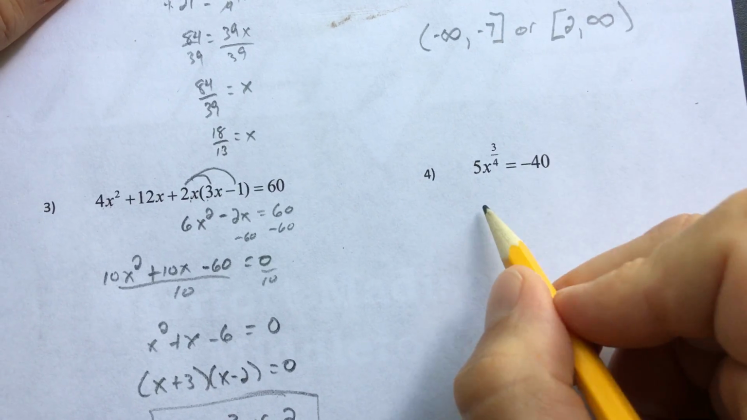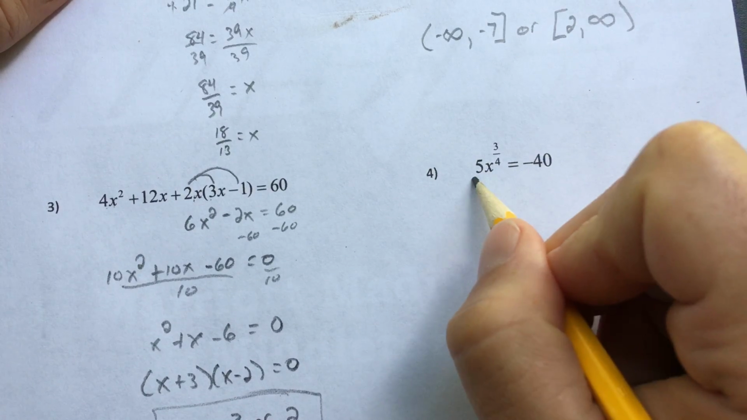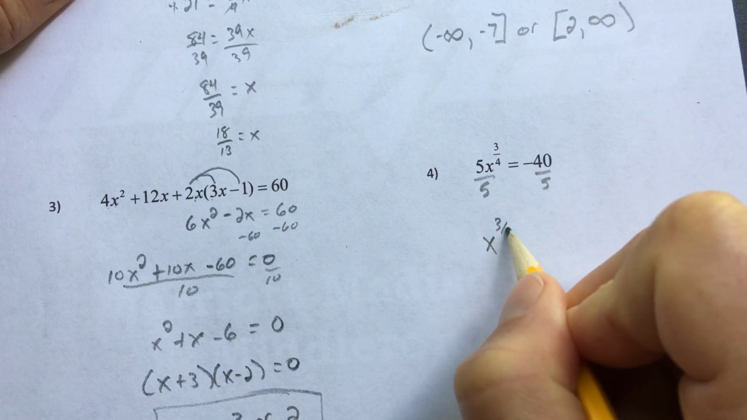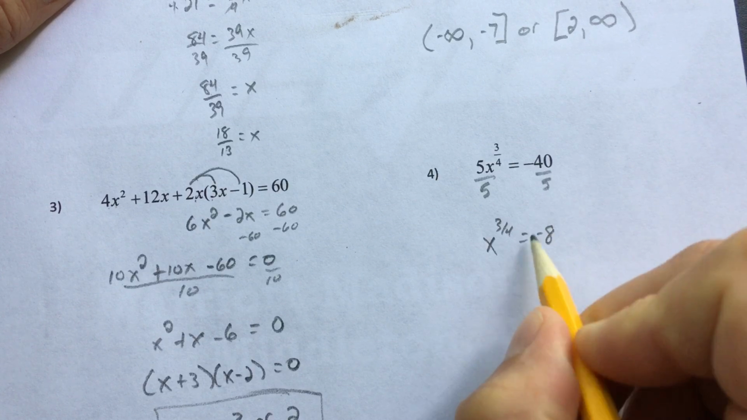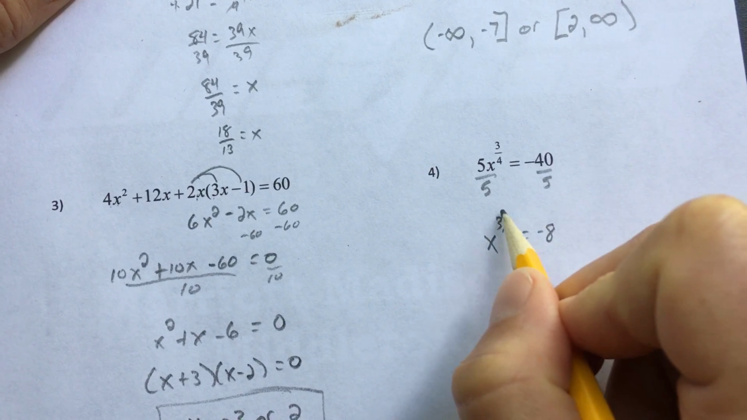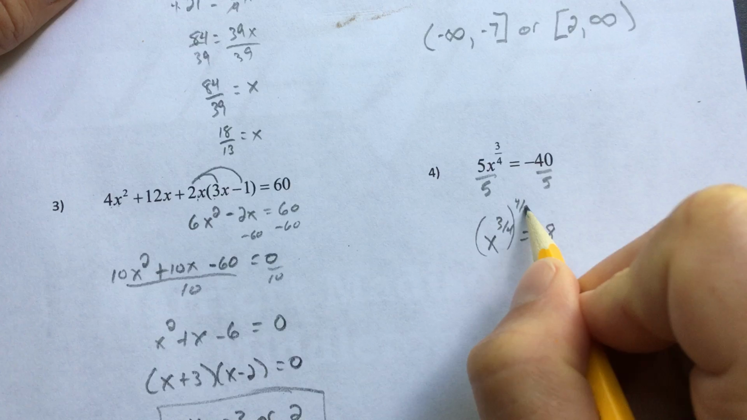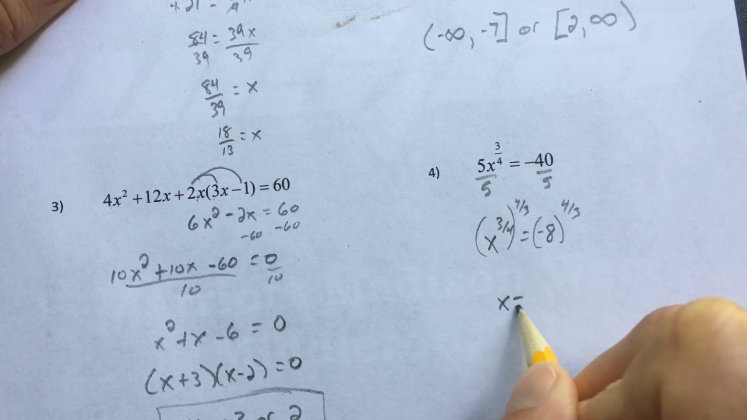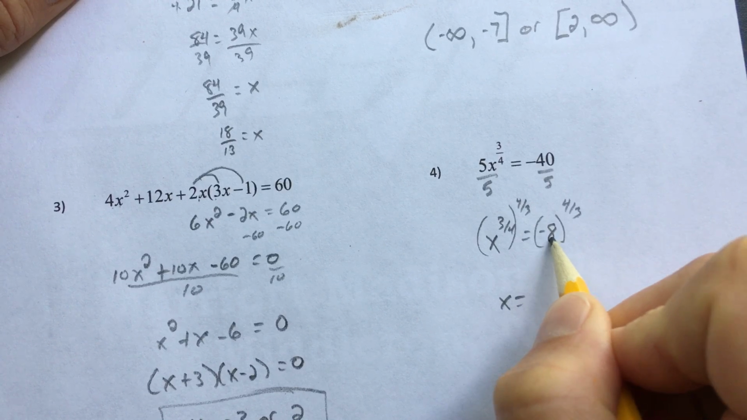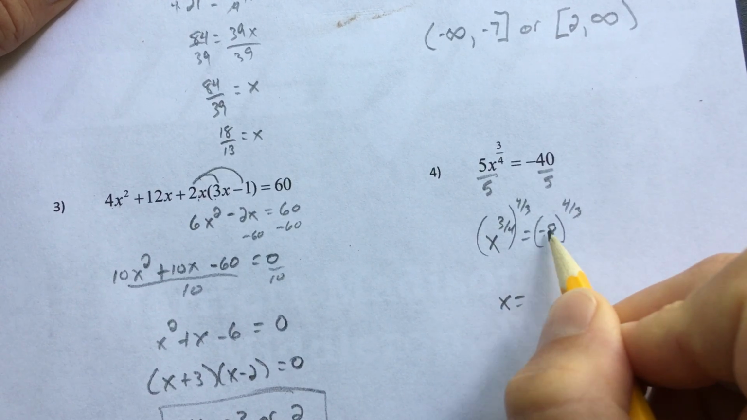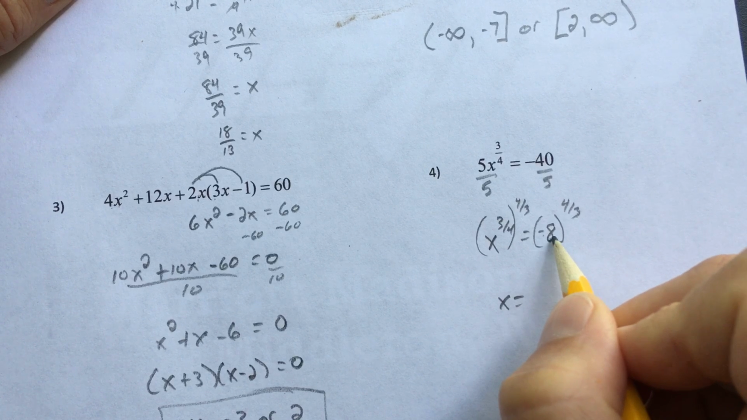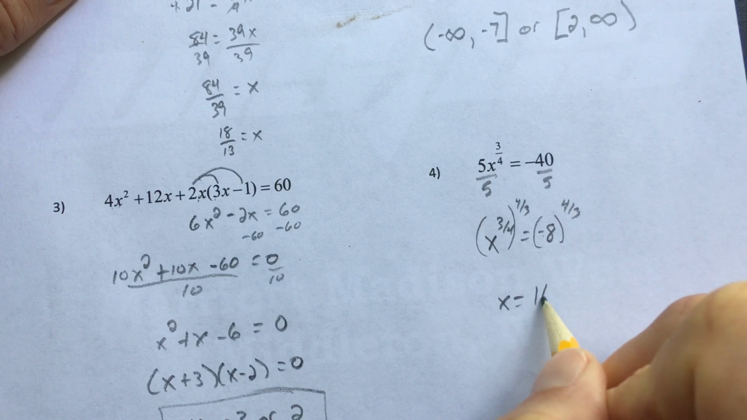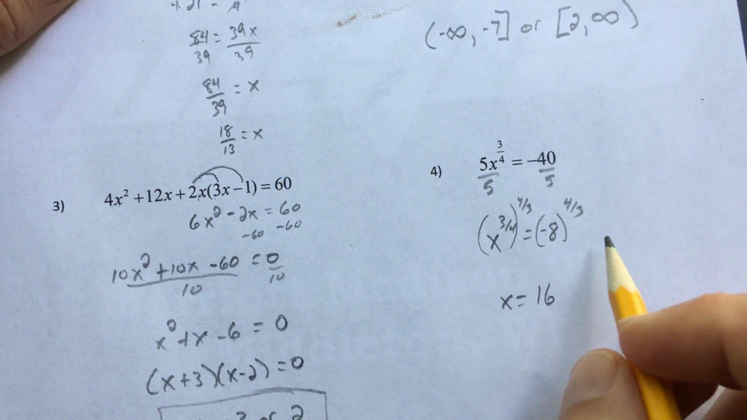Over here, we're going to go through. Now this is probably how many of us solved it. Divide by 5, we get x to the 3/4 equals negative 8. And if we think of doing the reciprocal of this, go to the 4/3 power, then what we might think to do is say, well, what's the third root of negative 8? What times itself 3 times would give me negative 8, which would be negative 2. And then do negative 2 to the 4th power, which would give us 16.